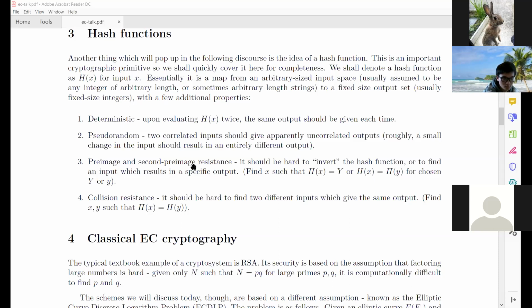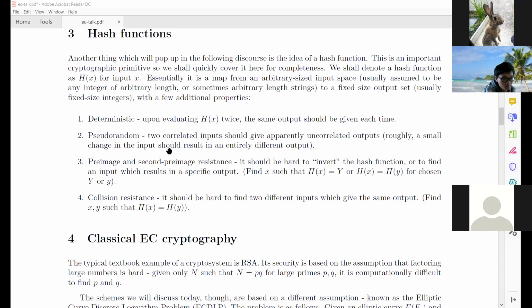Thirdly, we've got pre-image and second pre-image resistance, which is basically saying it's hard to invert. It's not really inversion, because obviously it doesn't have a well-defined inverse, because it's not injective: the input size is arbitrarily large, but the output is fixed size. So there are lots of different inputs that can map to the same output, but finding any of them should be hard. If you want to say, find me a number which hashes to 1, that should be really hard to do.